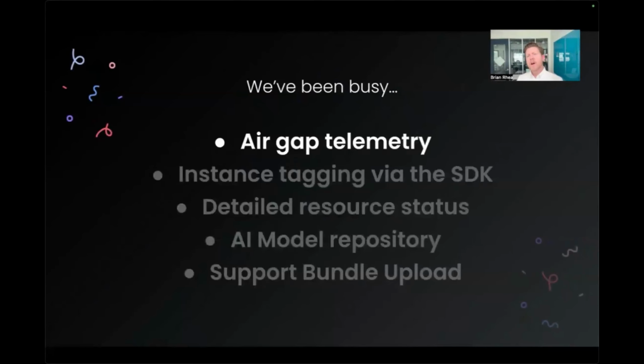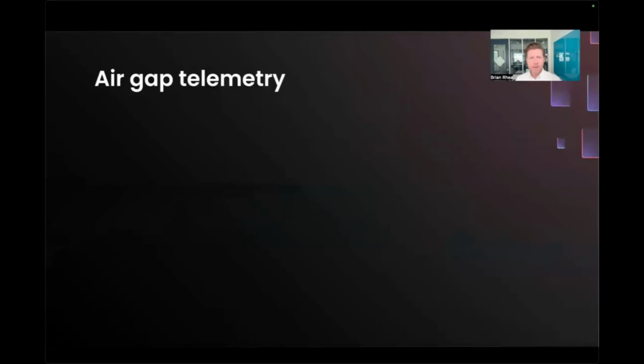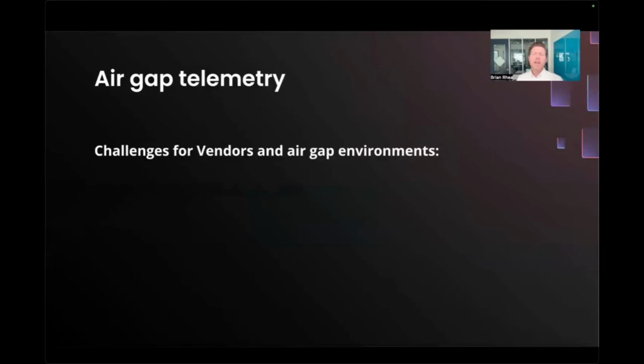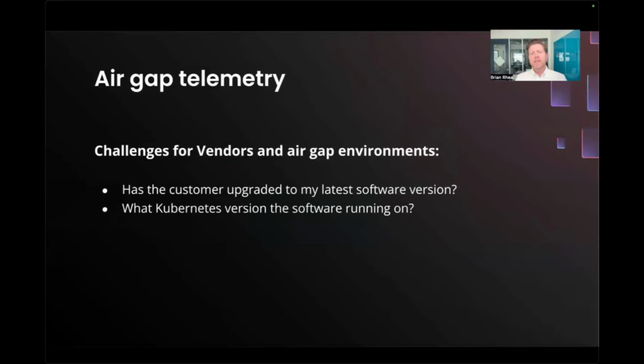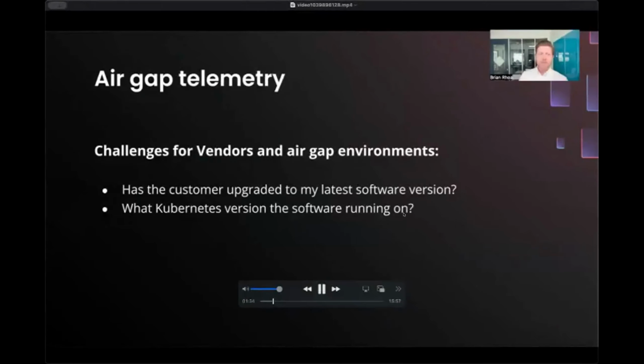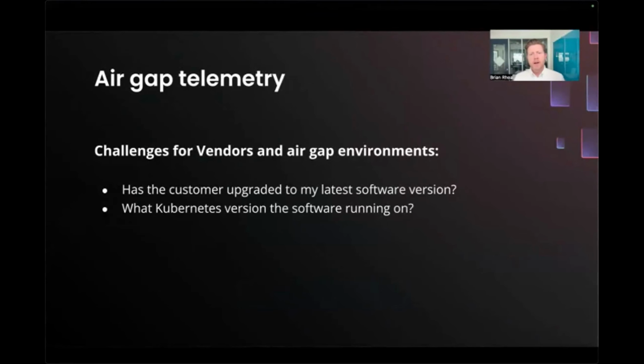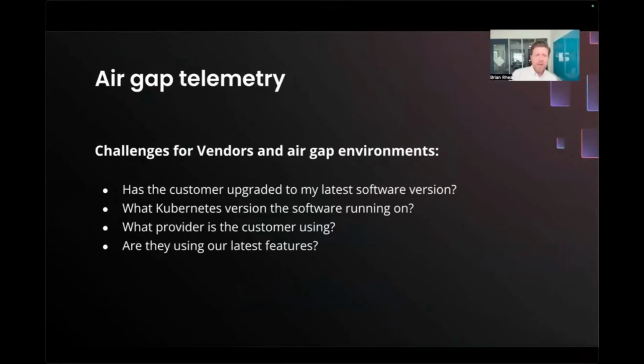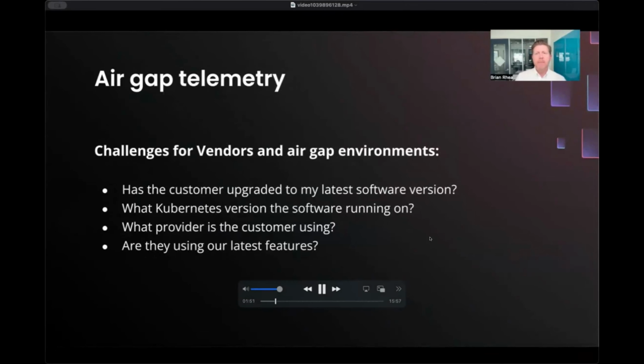Let's start with talking about air gap telemetry. Something that we hear regularly from our vendors regarding their air gap environments is these questions of: has the customer upgraded to my latest software version? Questions about the infrastructure: what Kubernetes version are they running? What provider is the customer using? And of course, related to feature usage, what are they even using?